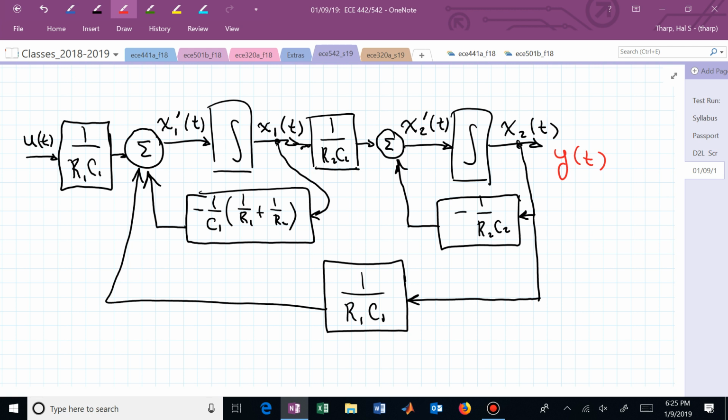Don't you wish you were doing this in DiffyQ? To solve those differential equations, now you can just draw this diagram and say, here's my solution, sir. But you now have a way of solving second-order differential equations by using an all-integrator block diagram.